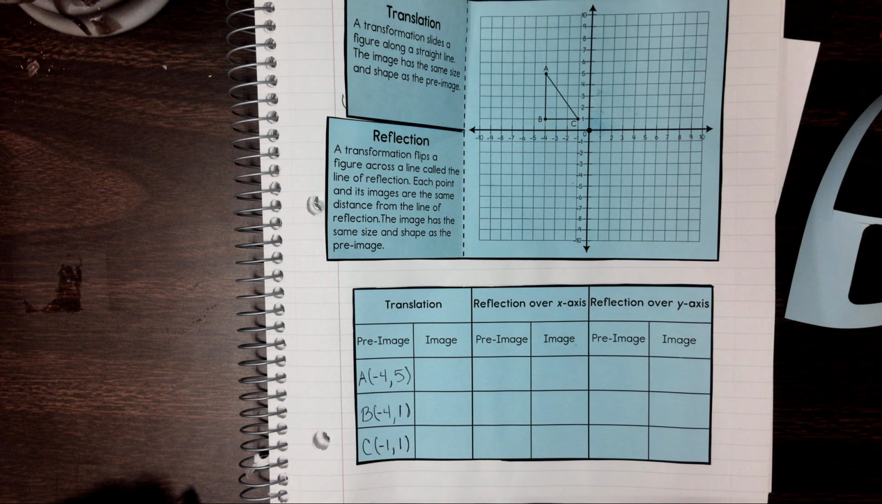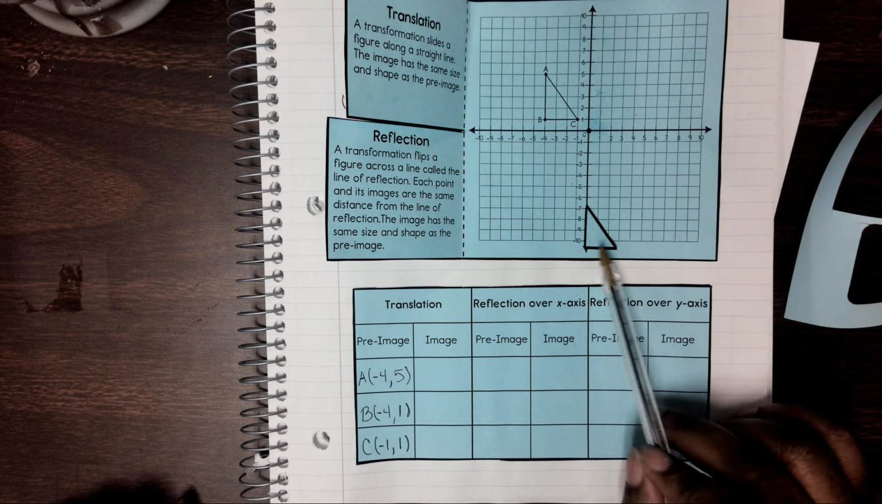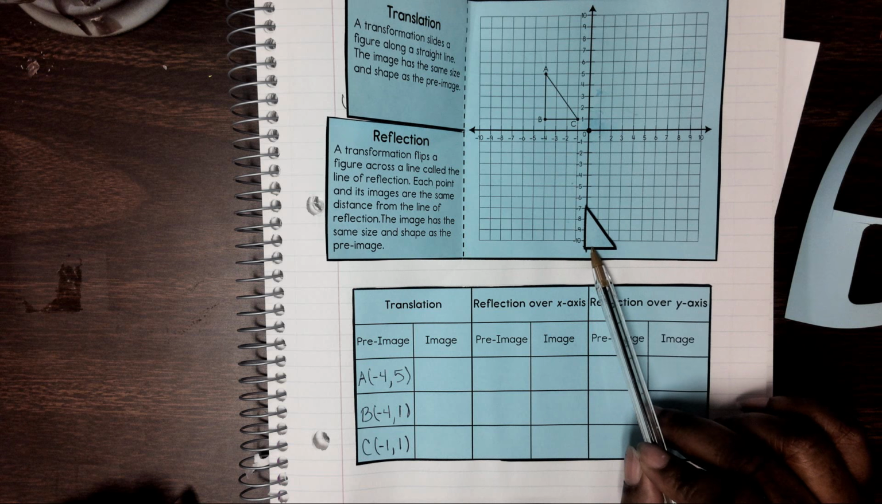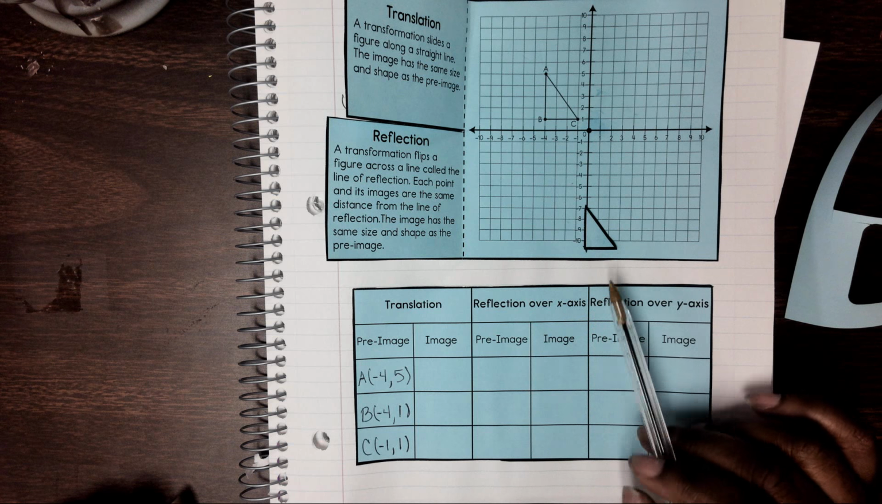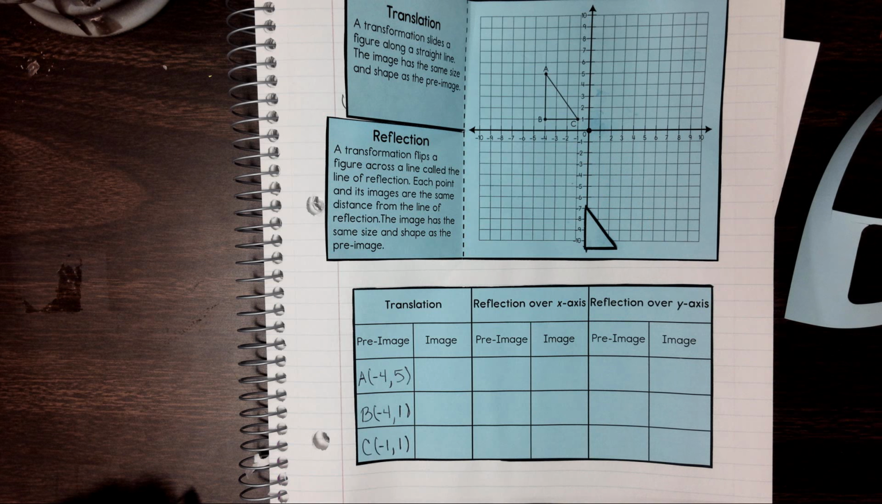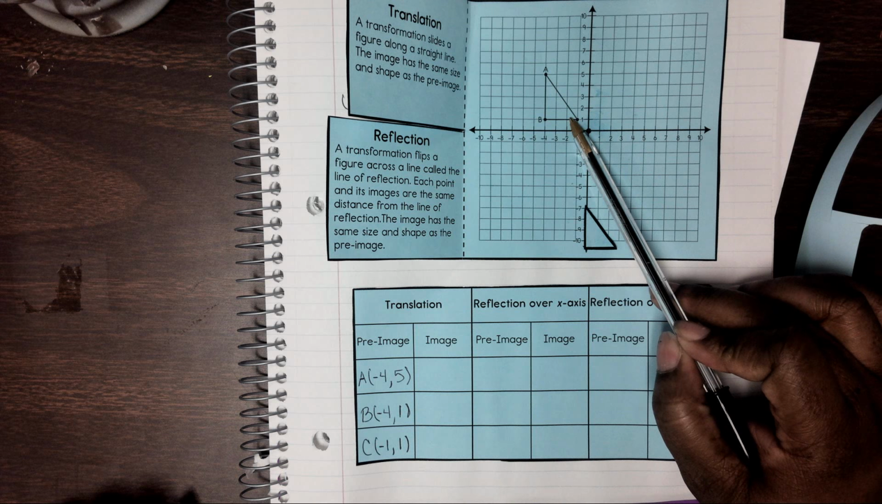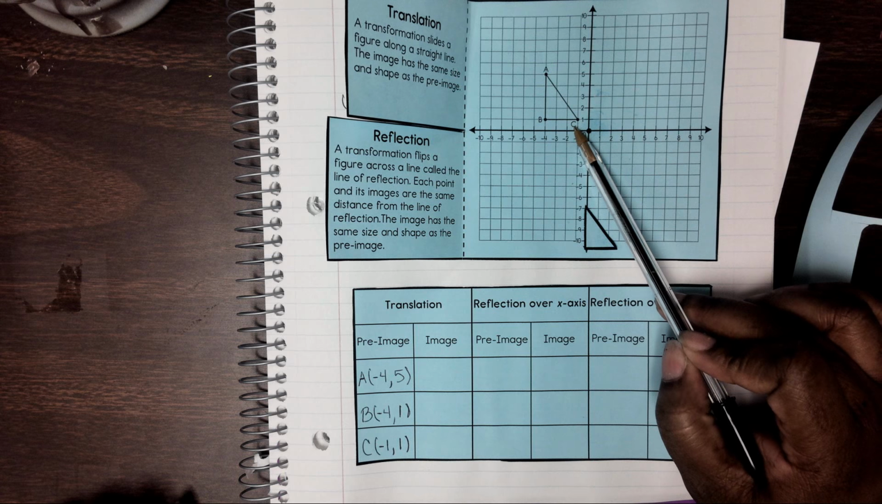Alright, so at this point, you want to make sure that you have your triangle free and readily available. I'm going to go ahead and give you certain information, okay? So we're going to translate our triangle right 7 units and down 6 units. Once again, we are going to translate this triangle right 7 units and down 6 units, okay?